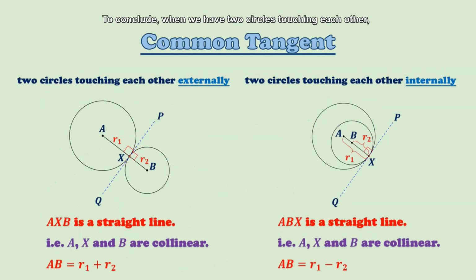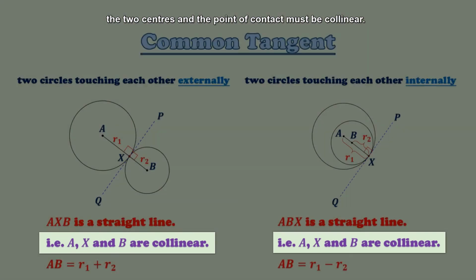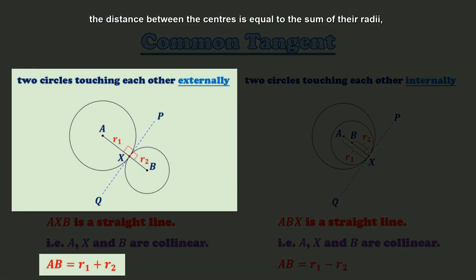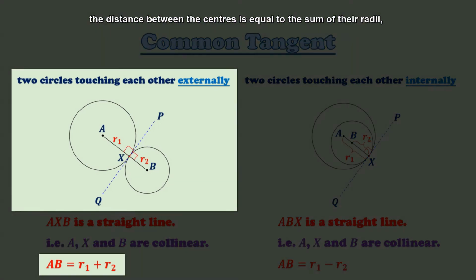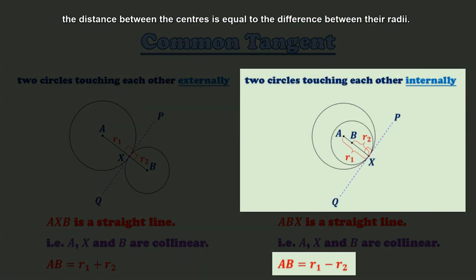To conclude, when we have two circles touching each other, the two centers and the point of contact must be collinear. For two circles touching externally, the distance between the centers is equal to the sum of their radii. And for two circles touching internally, the distance between the centers is equal to the difference between their radii.